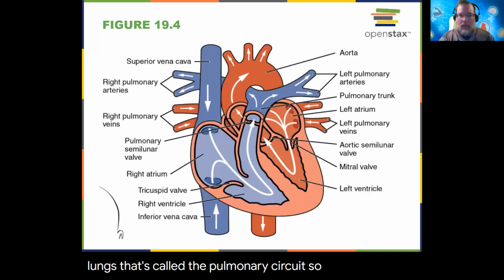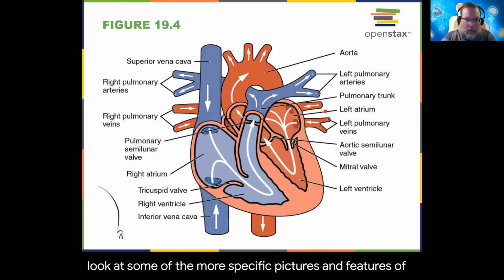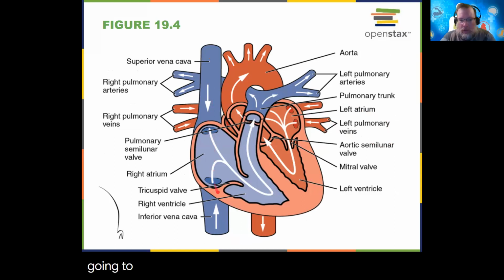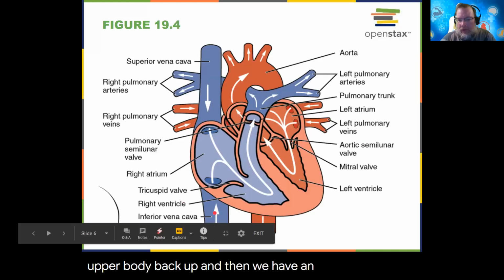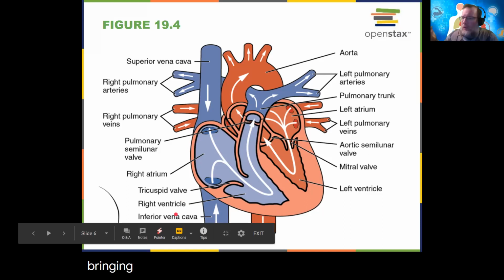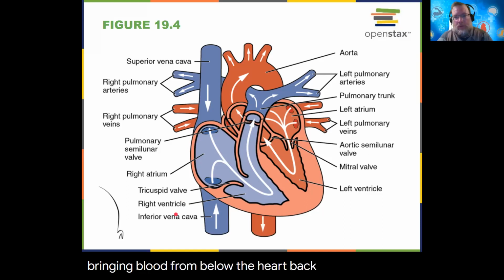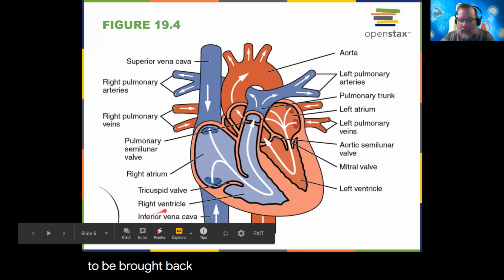Okay. So anyhow, let's look at some of the more specific structures and features of the heart. So we're going to start on the right side. We're going to look at the blue aspect, the low oxygenated blood aspect. So what we see, first of all, is a large vein bringing low oxygen blood from the superior portions of the body, the upper body. And then we have an inferior vein that's bringing blood from below the heart back to the heart. So below the heart, all the blood at that level is going to be brought back to the right side of the heart via the inferior vein.